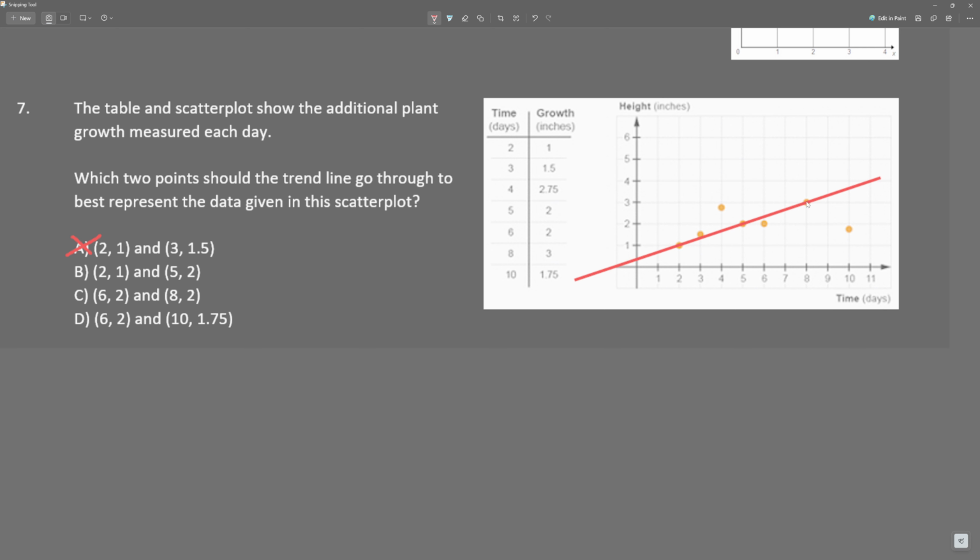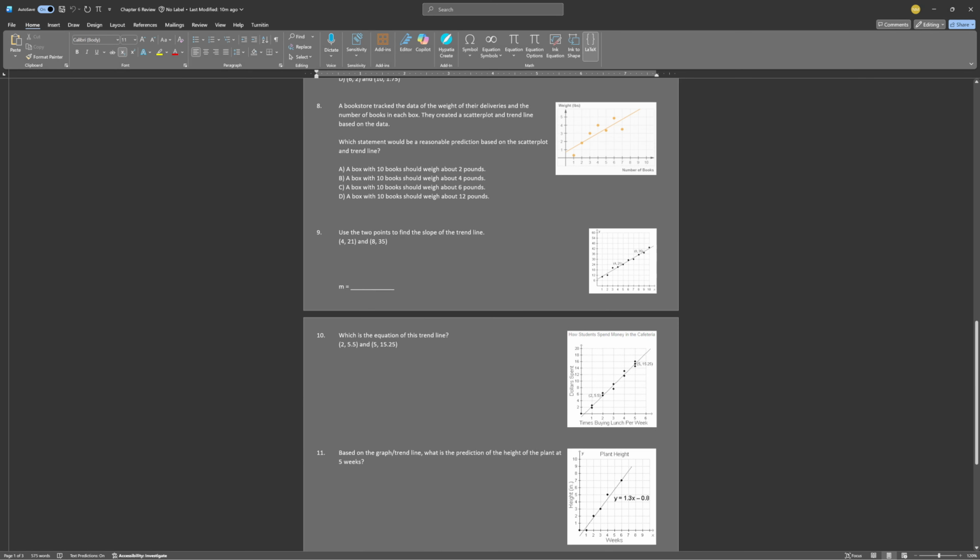In fact, it turns out that there's a whole other point that ends up being on this trend line. We have 2 that are above-ish, 2 that are below, and actually 3 points directly on the trend line. So I would say that 2, 1 and 5, 2 are very, very good points to draw a trend line through. That one's just kind of trial and error. Try a couple, see which one seems the most accurate.